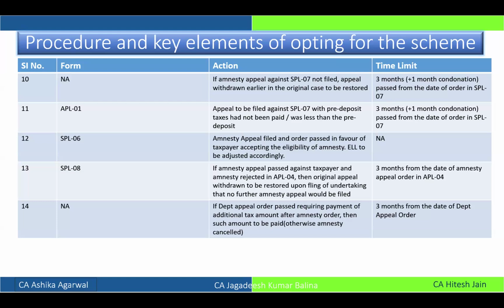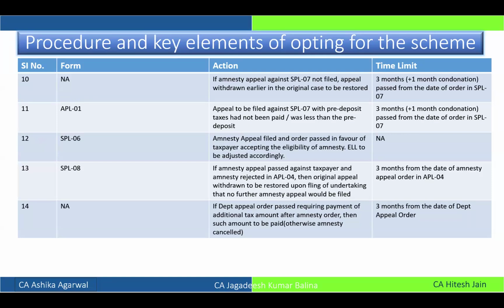If a department appeal order is passed requiring payment of an additional tax amount after the amnesty order, then such amount is to be paid. As we discussed in the past slides also, during the department appeal, if any amount got enhanced, you are eligible under the scheme by paying the tax amount. So this is the procedure we need to follow in order to benefit under this scheme. I hope I have covered all the clarifications the department has given in circular 238. We'll take up the questions at the end.